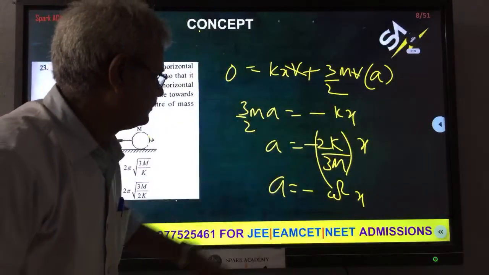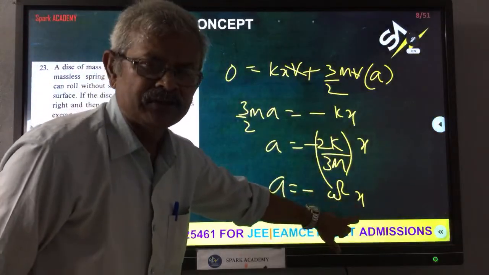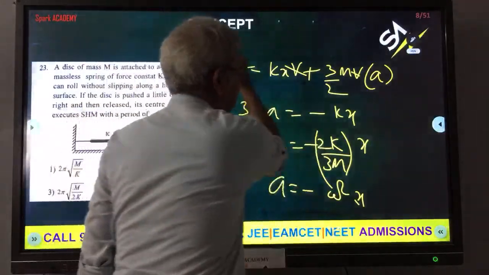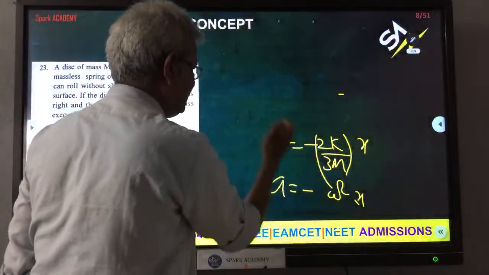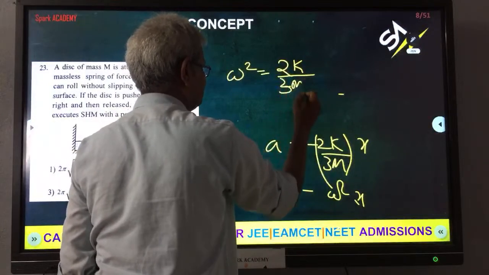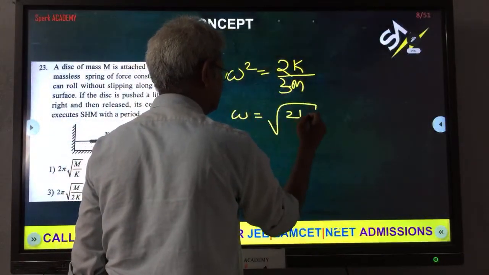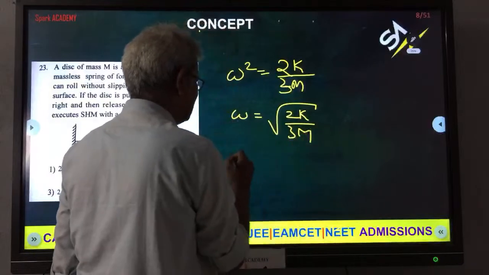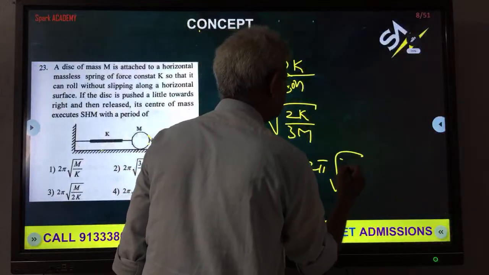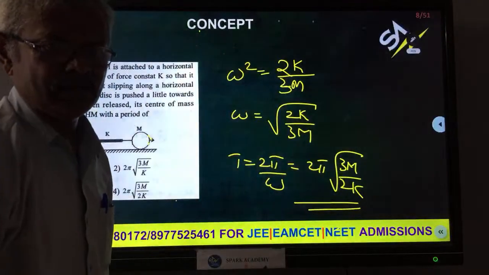This is the condition for SHM, where acceleration is directly proportional to displacement and acts always opposite to the direction. Hence, comparing these two, we get omega square equal to 2k by 3m. Omega is equal to the square root of 2k by 3m, and the time period is 2 pi by omega, which is 2 pi times the square root of 3m by 2k. That is the answer. Clear?